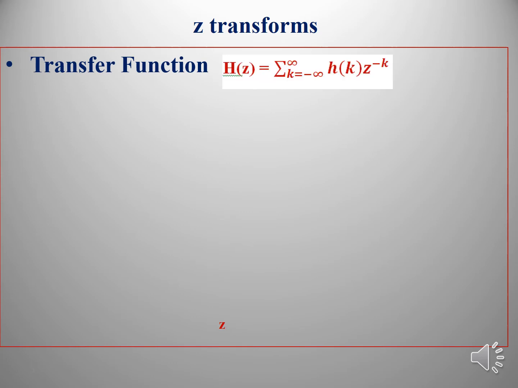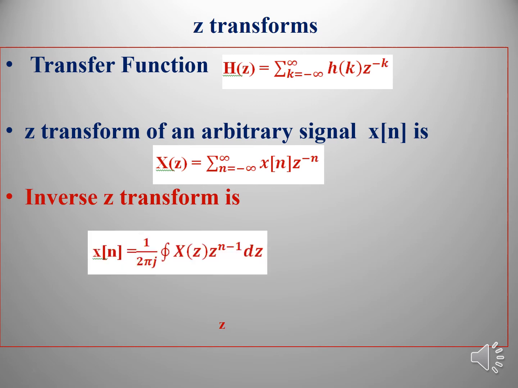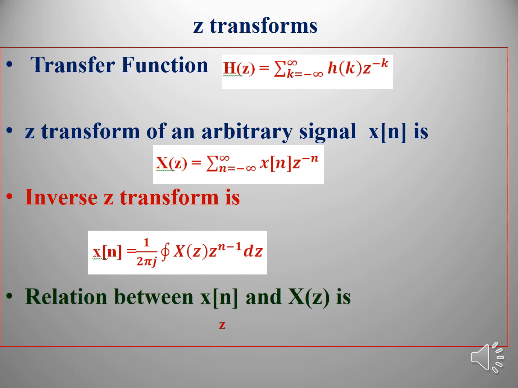Let us go on to consider the definition of the transfer function in the case of Z-transforms. H of z is equal to summation k equal to minus infinity to plus infinity h of k z power minus k. The Z-transform of an arbitrary signal is given as X of z equal to summation n equal to minus infinity to plus infinity x of n z power minus n. The inverse Z-transform is given as x of n equal to 1 by 2 pi j integral X of z z power n minus 1 dz.